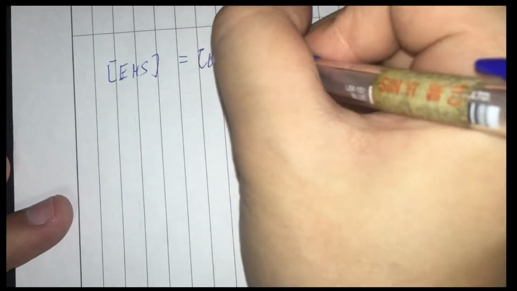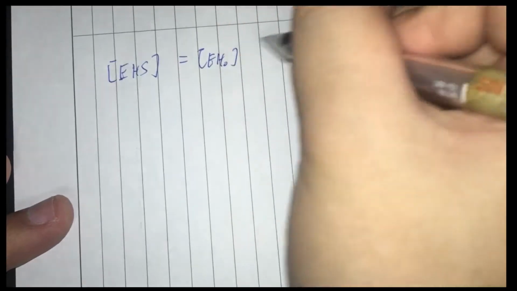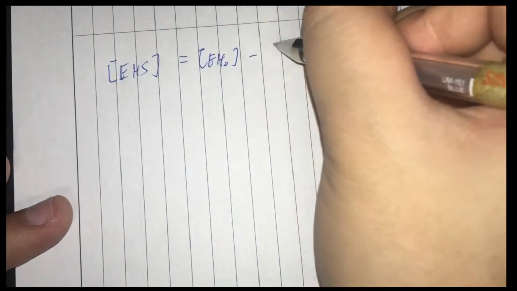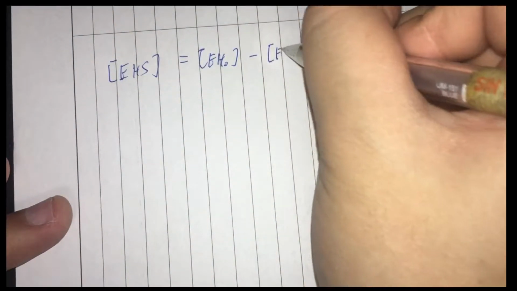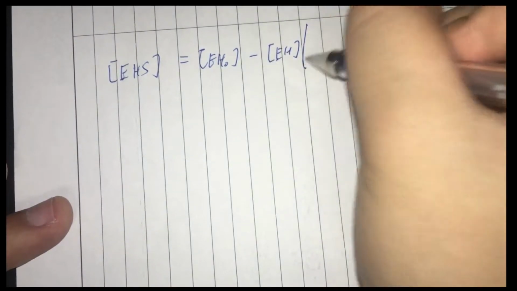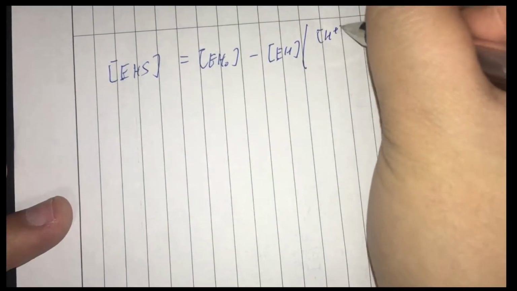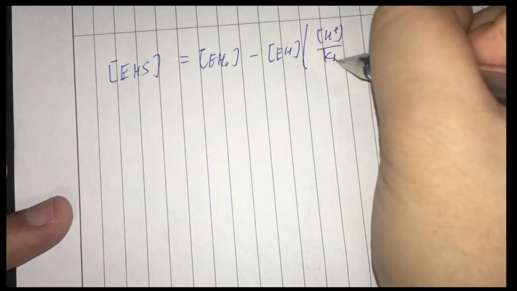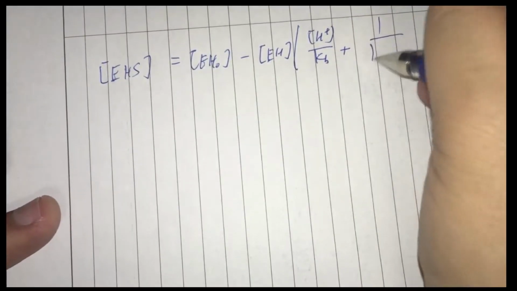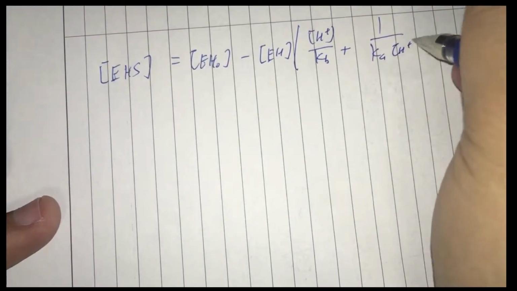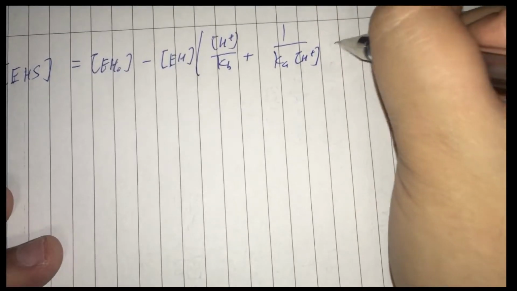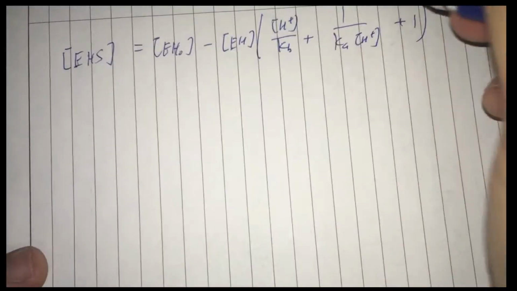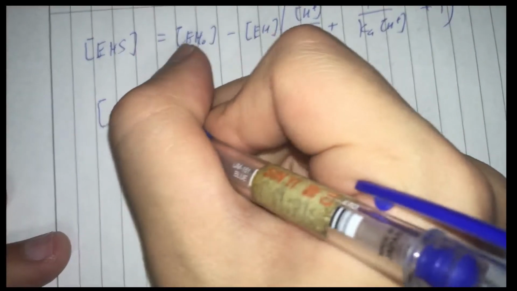EHS equals EH naught minus EH times H plus over KB plus 1 over Ka H plus 1. Bringing things to the left hand side.